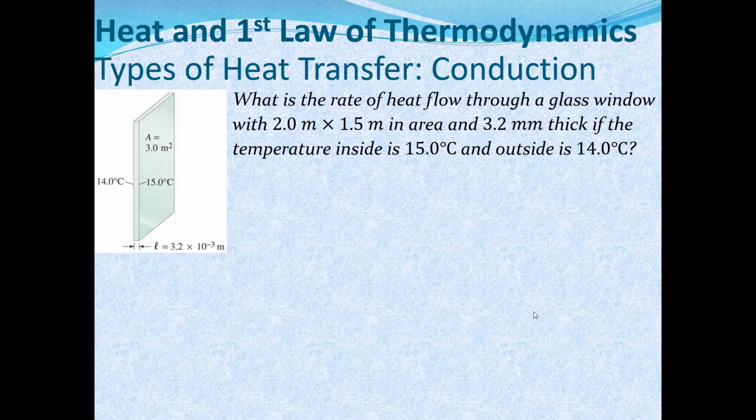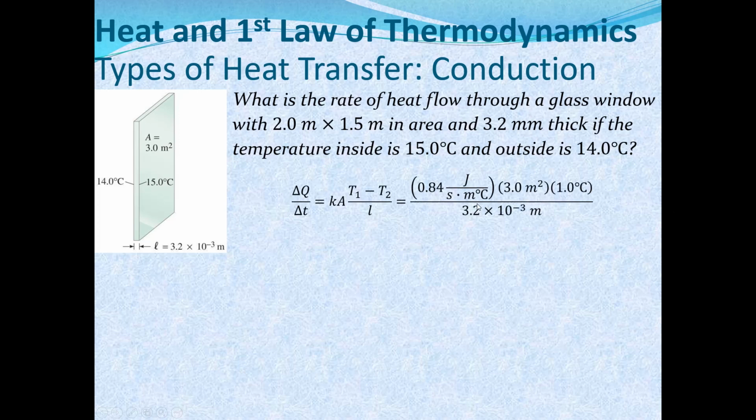So here we want to know what the heat flow rate through a window is. So just plug and chug into that equation we have. Nothing really crazy. You have to get the K value from the book. I didn't put it up here. But you get that the flow rate is about 790 watts, or joules per second.